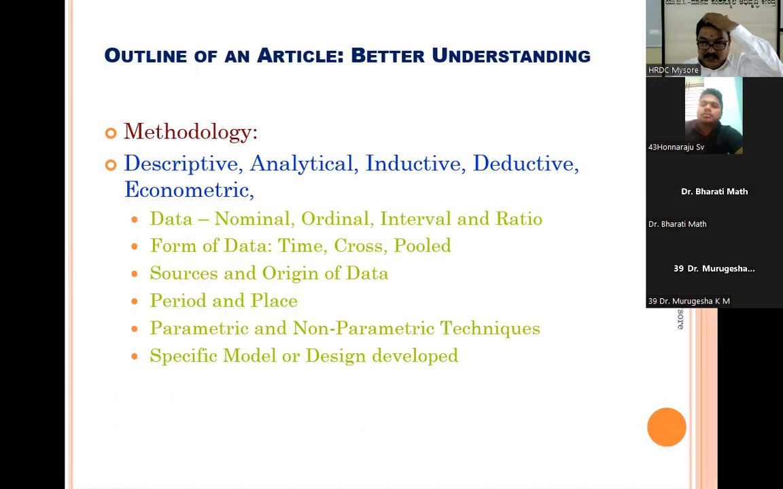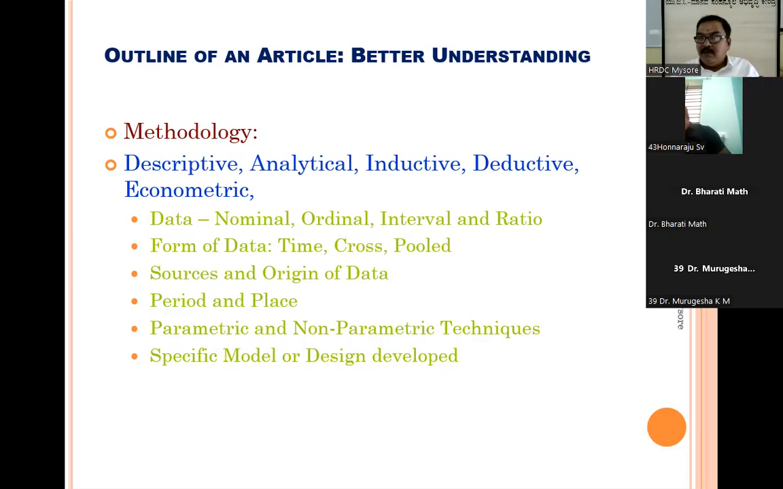Then coming down to methodology. After review of literature, we discuss the methodology. So as I already told, there are different methods you can follow: descriptive, analytical, inductive, deductive, econometric. So any of the methodology you can follow. Each methodology has its own strengths and weaknesses, but always go with analytical or econometric or higher version of the methodology. And at the same time, for all journals, for writing the journal article, you have to use data. You should know what data you are using.